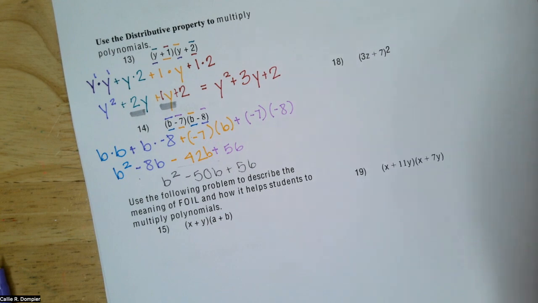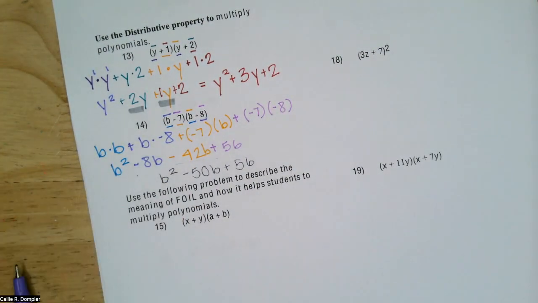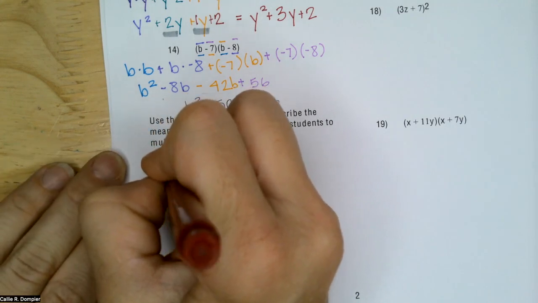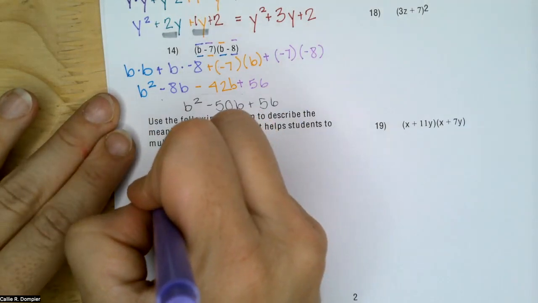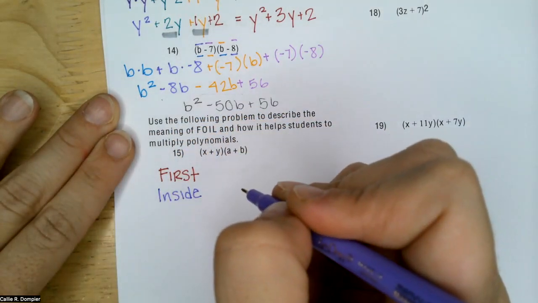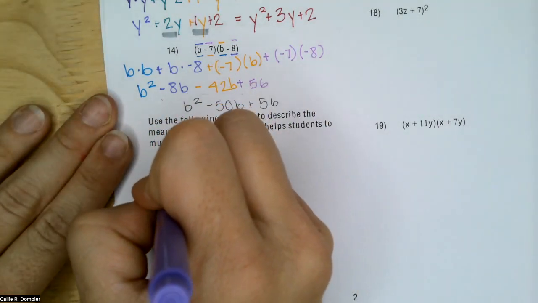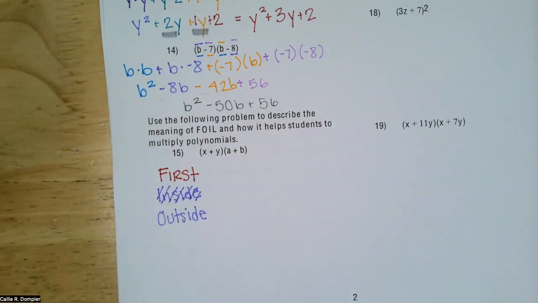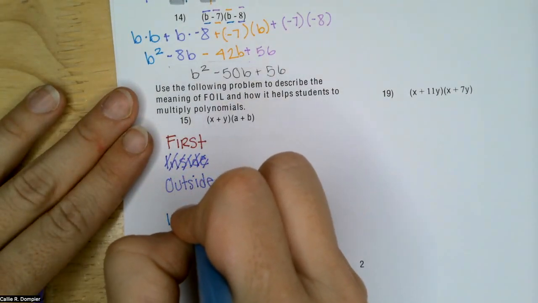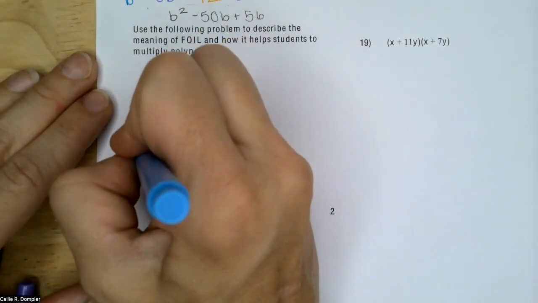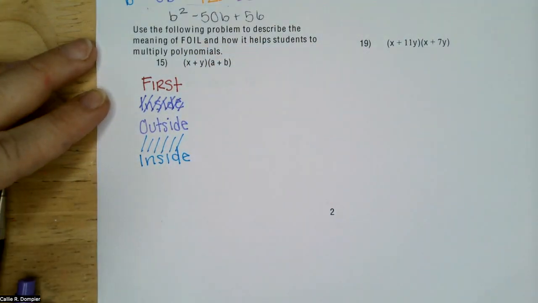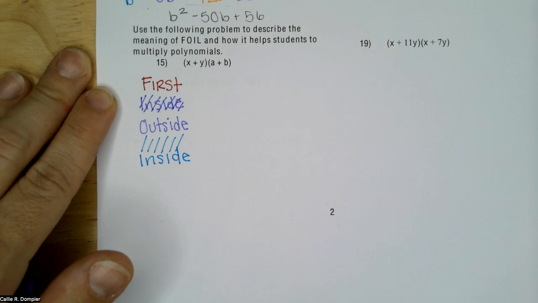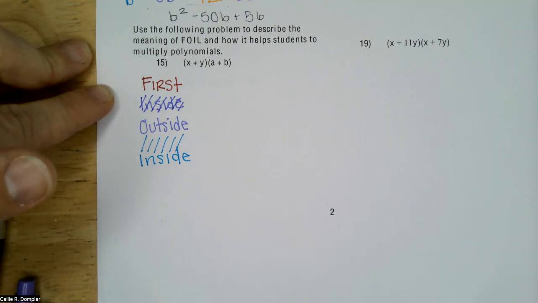Now we are going to explain FOIL, okay? FOIL is fully distributing, and you can apply it to all polynomial multiplication. FOIL is first, outside, inside, last.